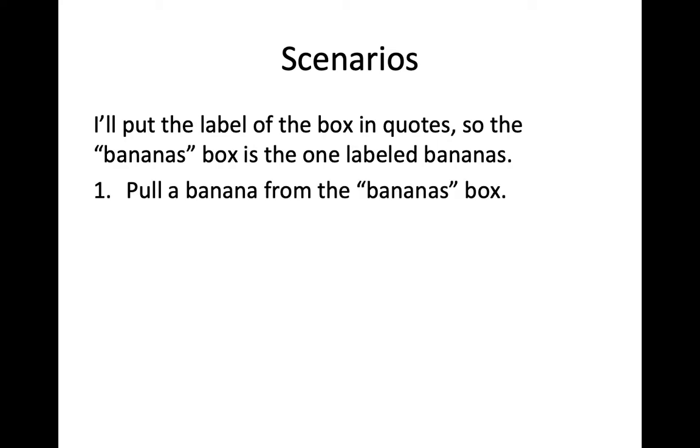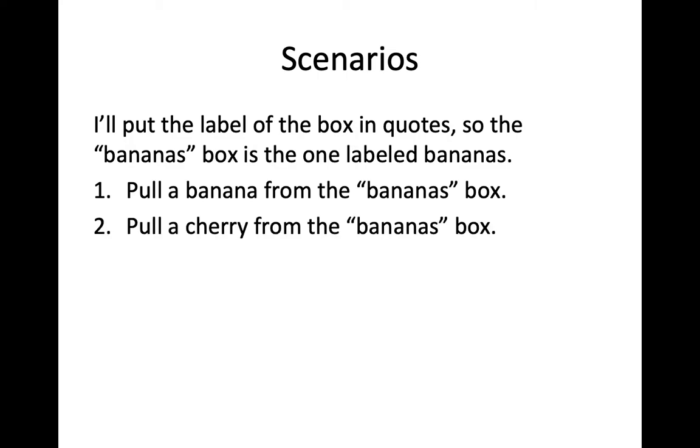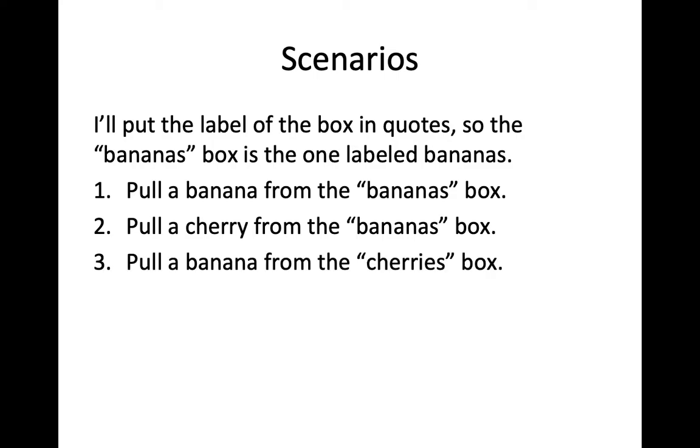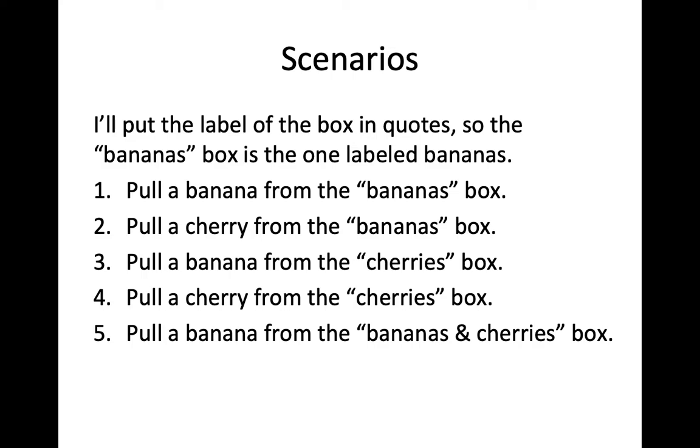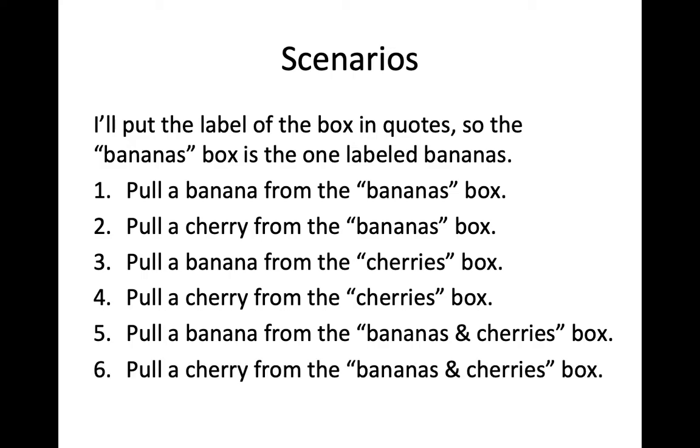So here are the 6 things that could happen. We could pull a banana from the bananas box. We could pull a cherry from the bananas box. These 2 go together, right? We're picking the bananas box, and these are the 2 things that could happen. Or we could pull a banana from the cherries box, pull a cherry from the cherries box. Again, those 2 go together. And then finally, we could pull a banana from the both box, or we could pull a cherry from the both box. Okay, so let's just go through these one at a time.